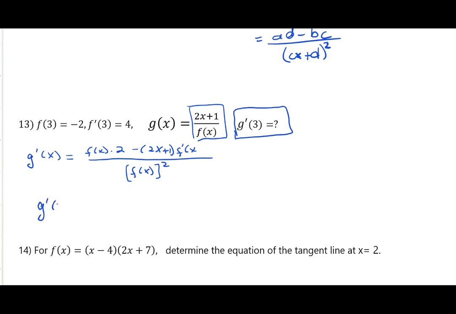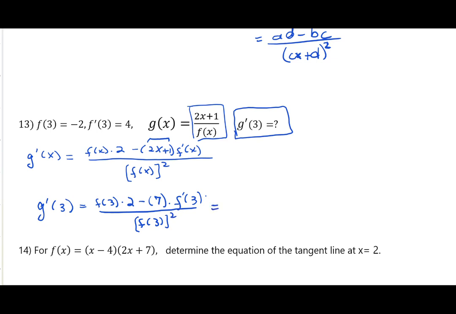And to find g prime of 3, I'm going to plug in a 3 for every x. So f of 3 times 2 minus, okay, plug in a 3 in here. 2 times 3 is 6, plus 1 is 7. So minus 7 times f prime of 3, all over in the denominator, f of 3 quantity squared.